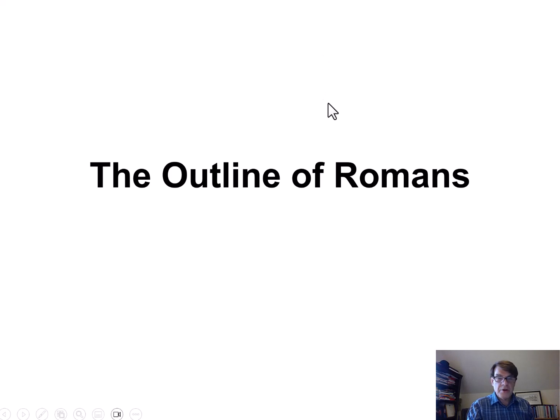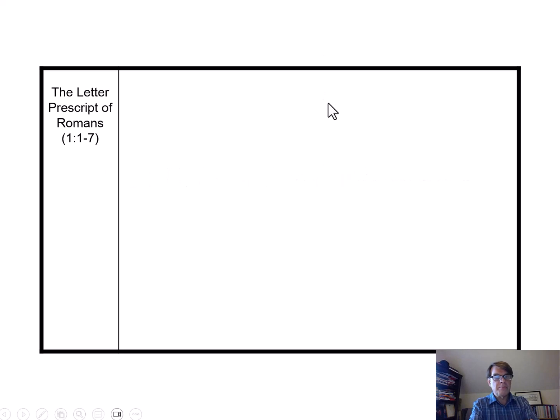Now, I went to Asbury Seminary, and I had a professor named David Bauer, who introduced me to the concept of drawing outlines. You can do Roman numeral 1, Roman numeral 2, Roman numeral 3, but I was never able to visualize the whole literary outline of a book of the Bible using Roman numerals. So I love this method, and I think you'll like it too, at least if you're a visual person. And so without further ado, the literary outline of the book of Romans.